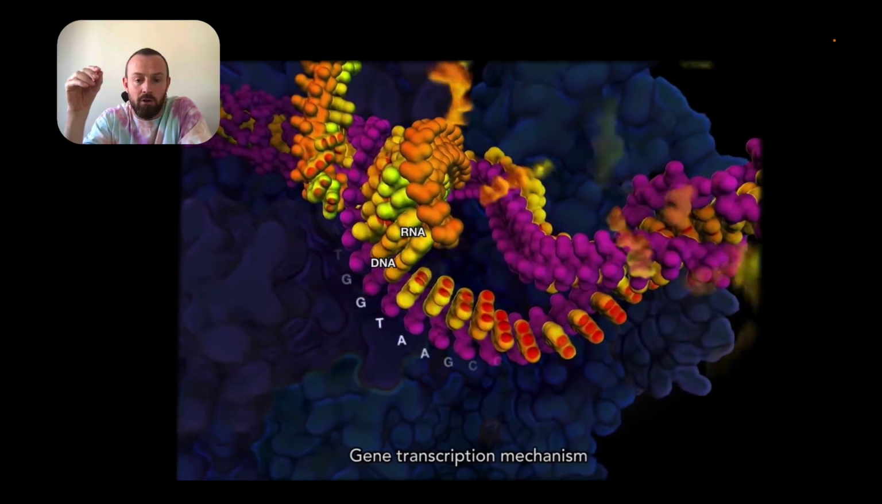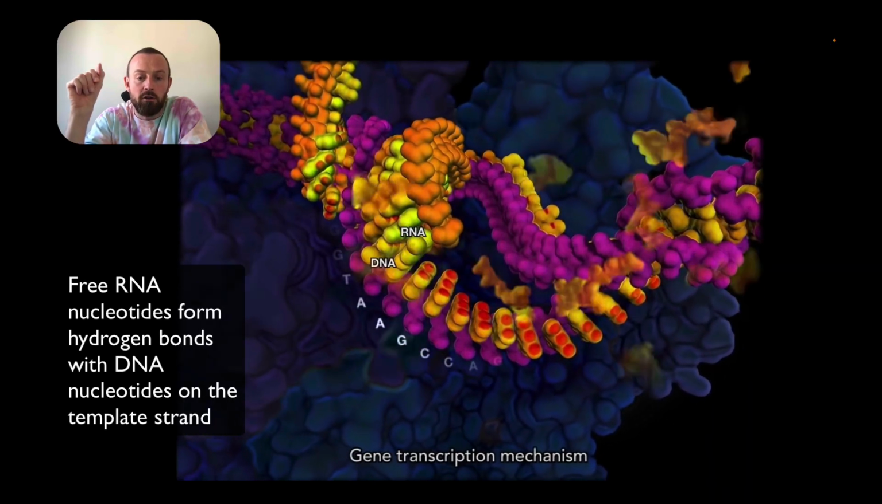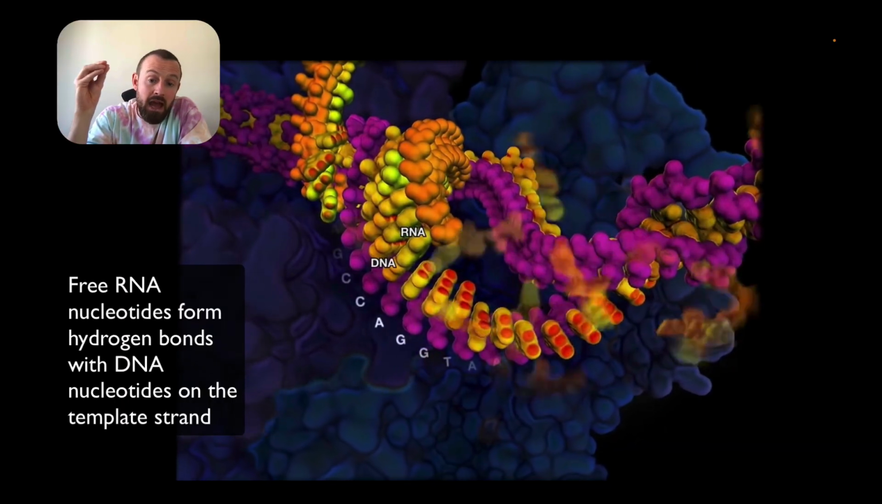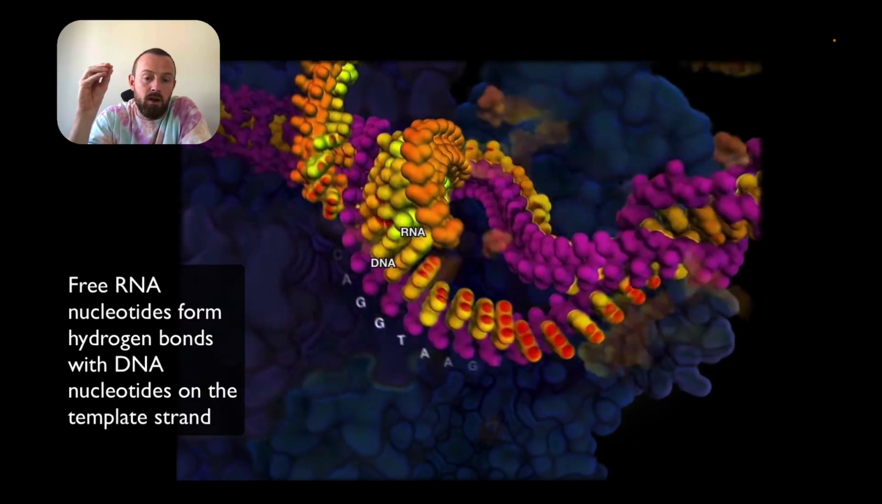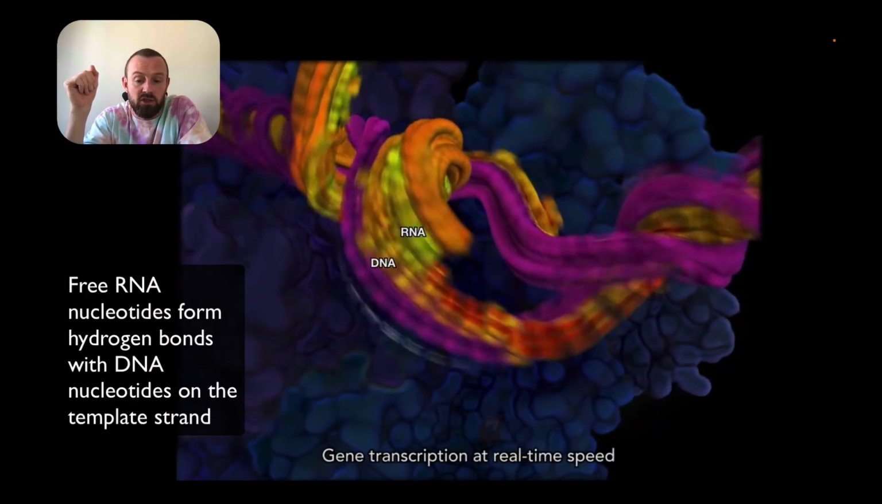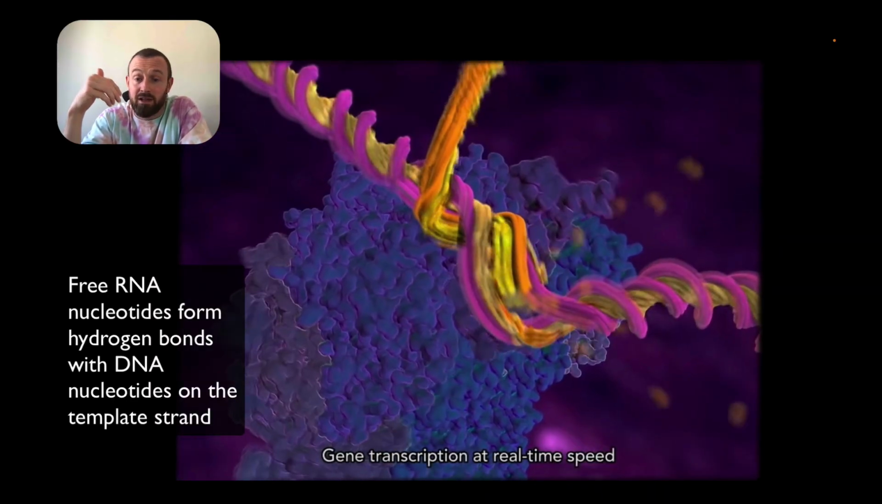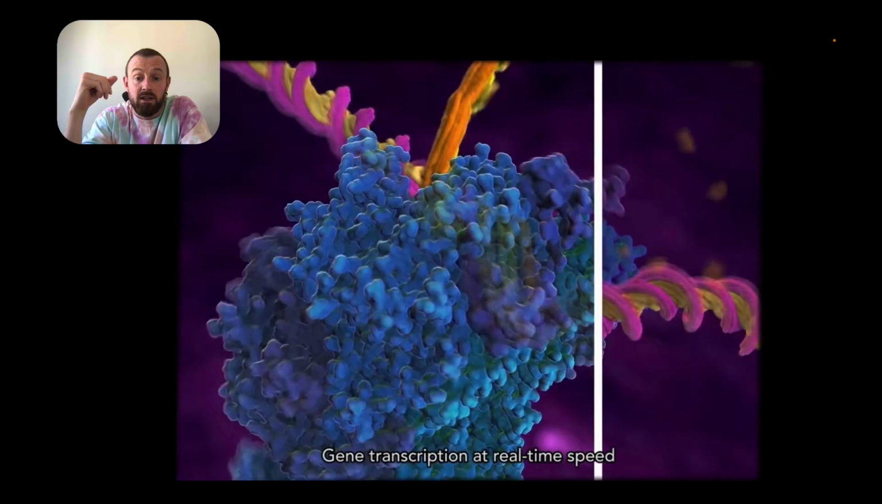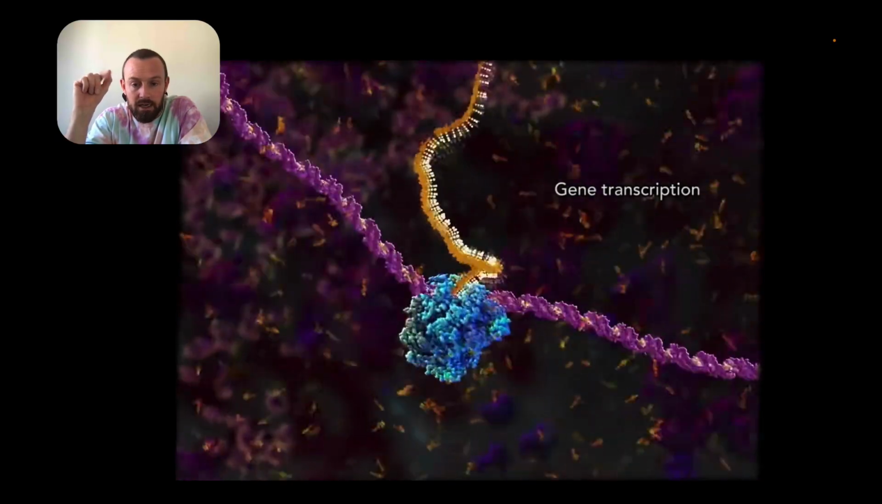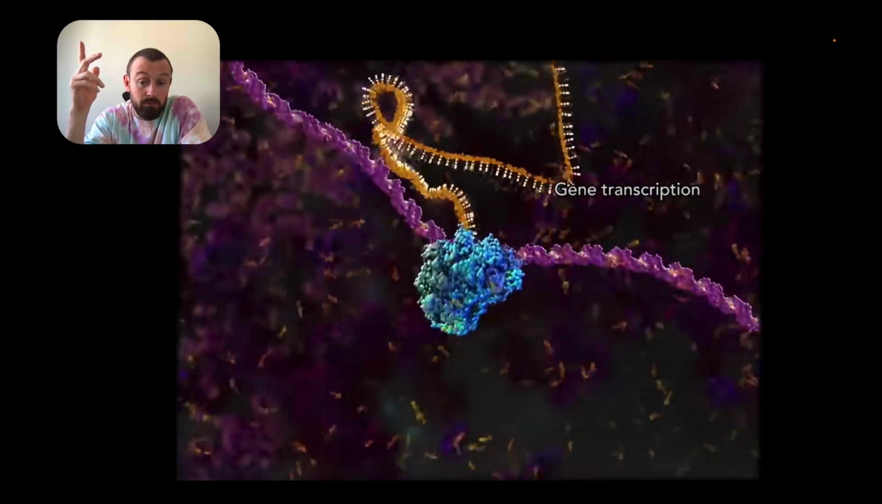So inside that RNA polymerase molecule, free RNA nucleotides float in, and they pair up with the opposite base. So A's bind with T's and C's bind with G's. If we speed it up, we can see this is happening incredibly fast. So this is RNA polymerase, and the messenger RNA is exiting out the top.